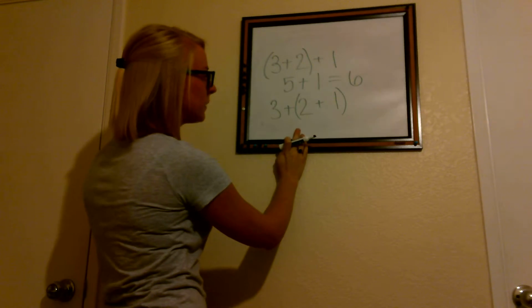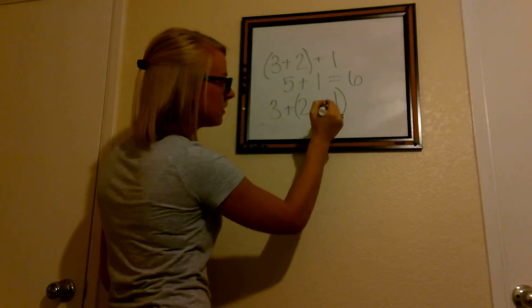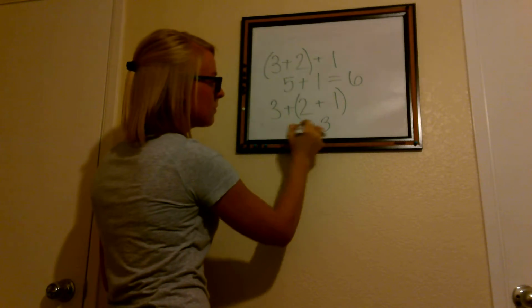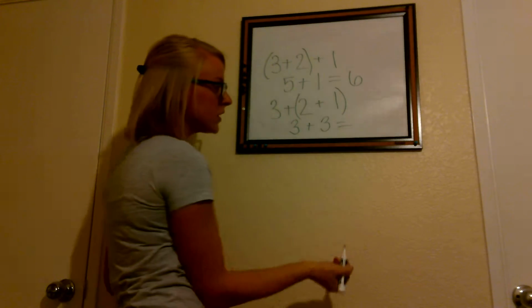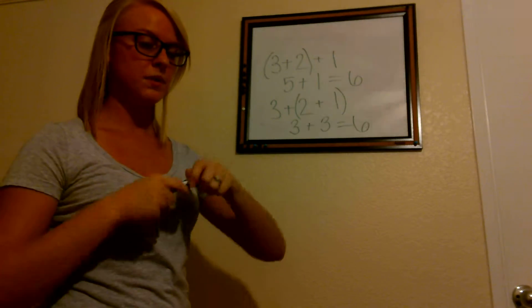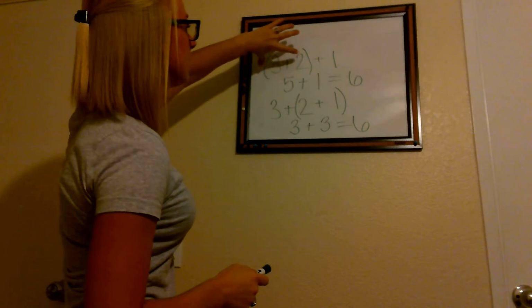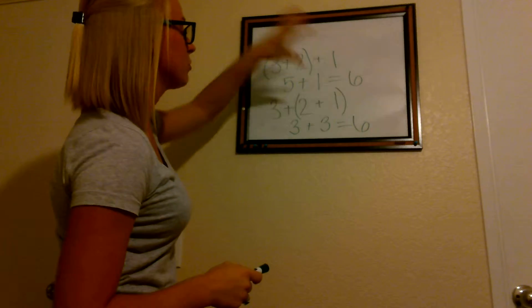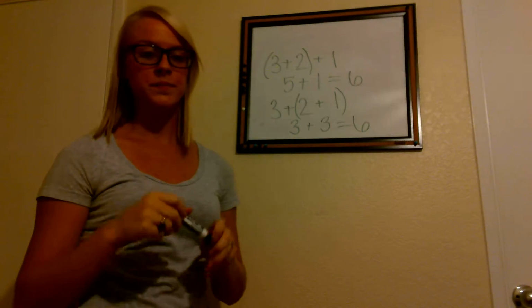So for the second one, I'm going to start with the 2 plus 1. That gives me 3. And then I'm also going to add this 3. And then 3 plus 3 equals 6. So with the associative property, it doesn't matter which numbers you group, you're going to get the same answer.